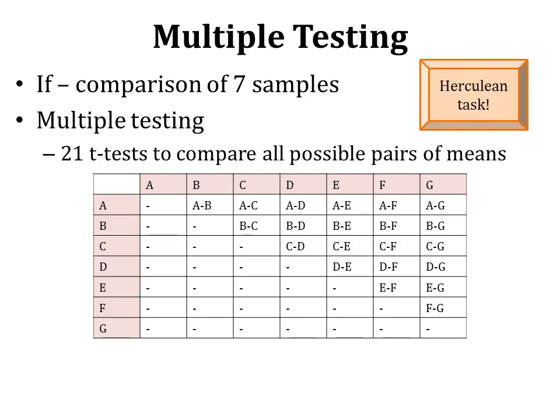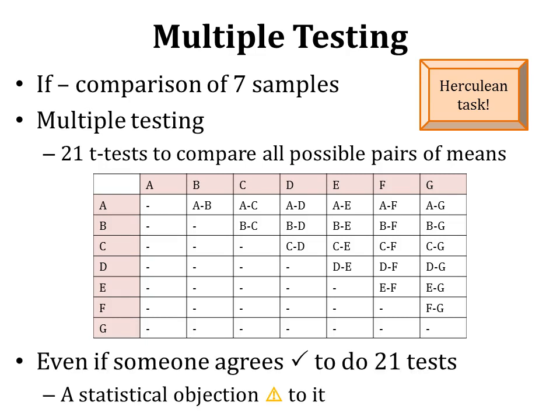So this seems to be quite a Herculean task. This seems to be very laborious because you have to perform 21 t-tests for a single experiment. But we always have some champions who are always ready to do these kinds of huge tasks. So even if someone is a champion and agrees to do these 21 tests, statistics is stopping you. There is a statistical objection to this kind of multiple testing.